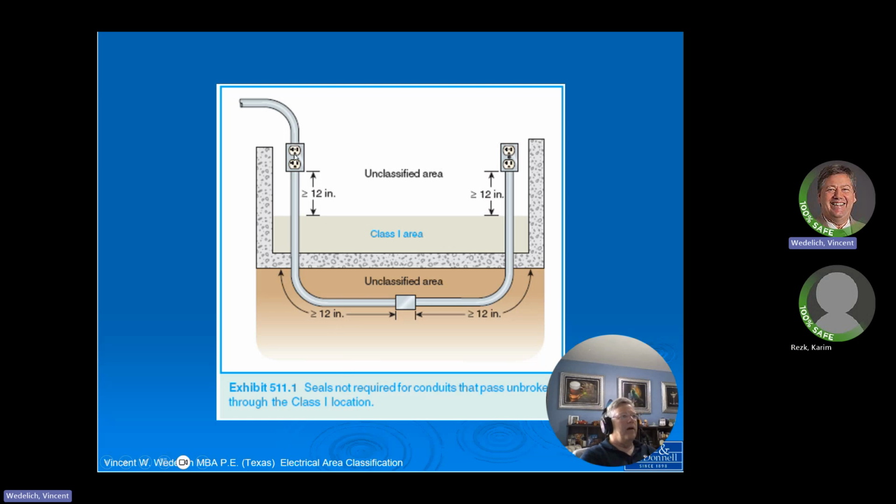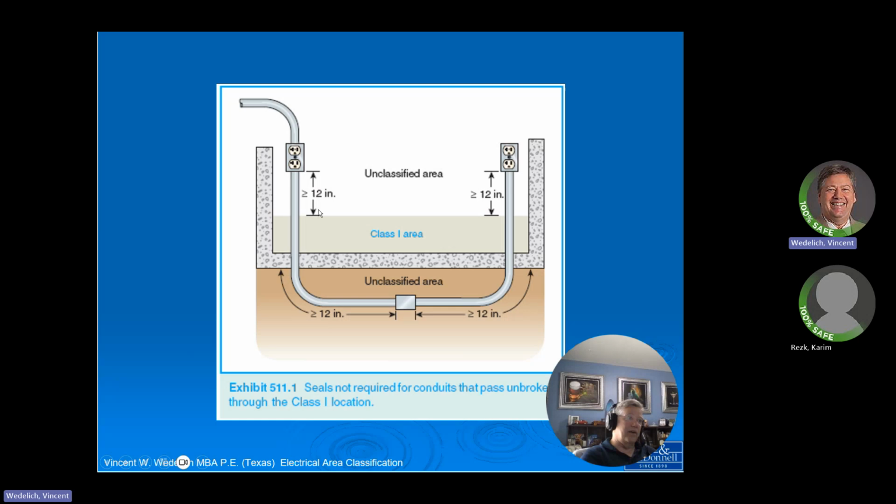Here we have a general purpose box, right? General purpose receptacle, no seals. It's 12 inches above the Class I area. What if it changes? What if this thing fills up with gas, right? I don't know if I would do that. I'd feel uncomfortable with that.